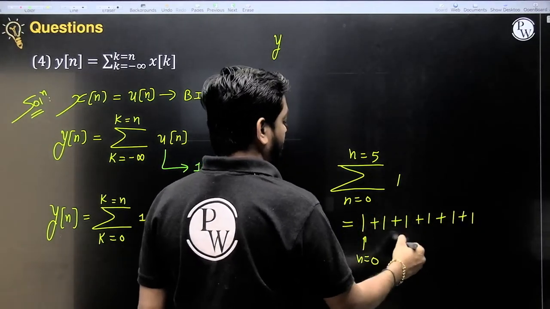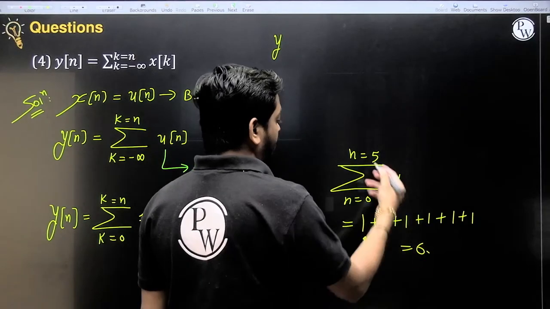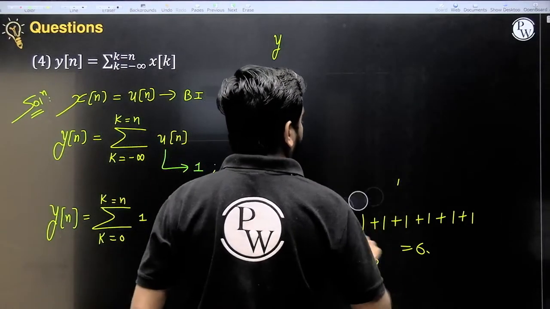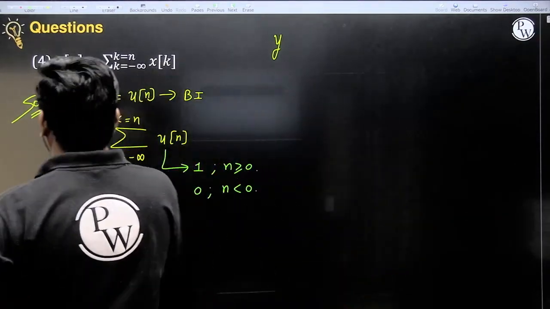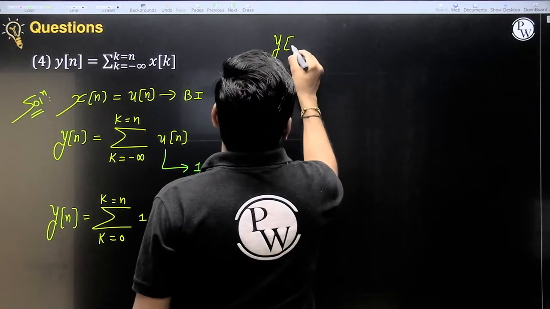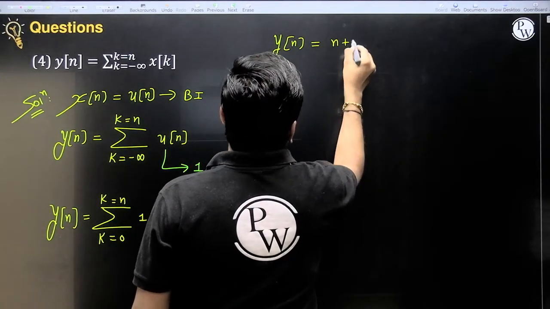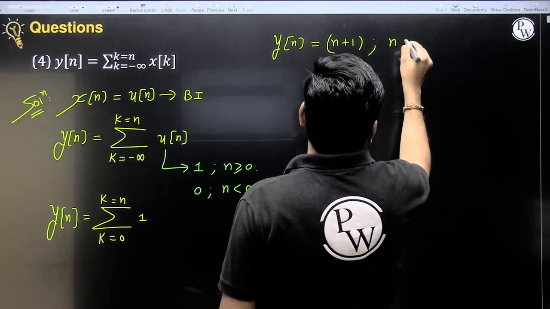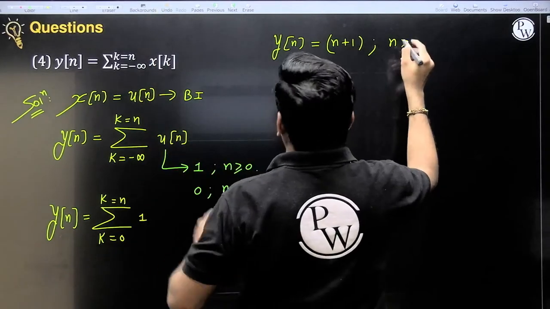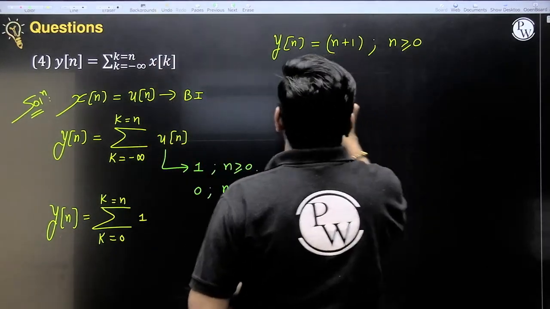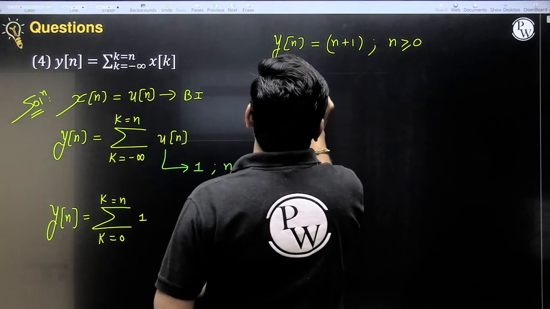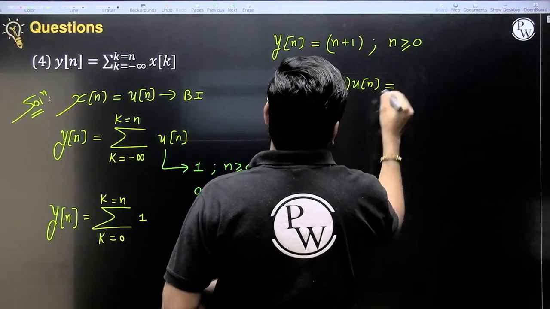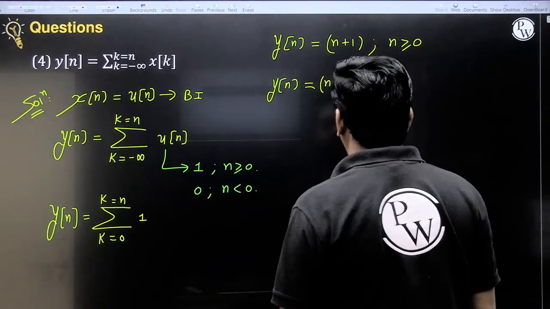So, 1 plus 1. So, guys, total, it will be 5 plus 1. That's why we can say here the answer is y of n equals n plus 1 times u of n, for n greater than or equal to 0. So y of n will be n plus 1 u of n, or you can write it as u of n plus 1 also, same thing.